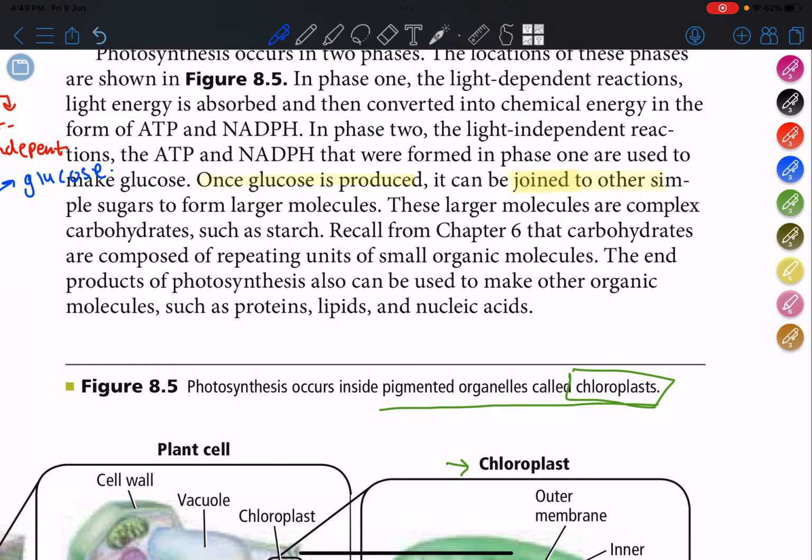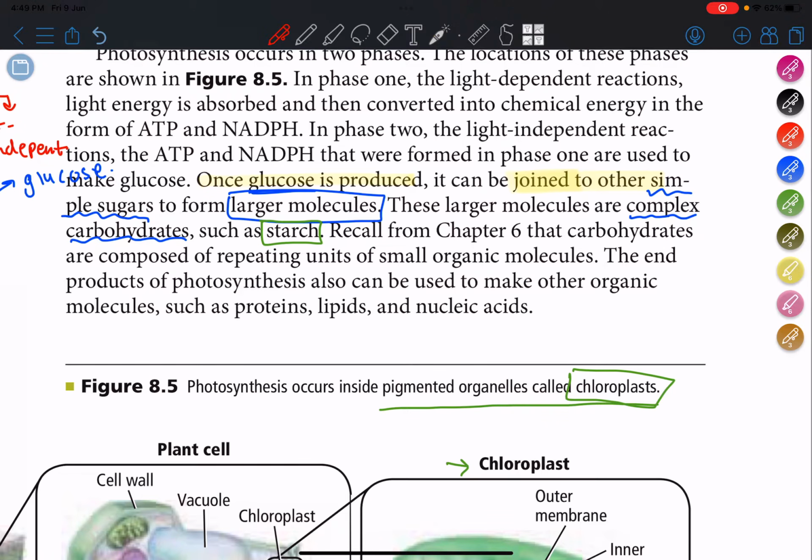Now, once glucose is produced, it can be joined to other simple sugars. So, what did we get here? Glucose is a simple sugar, and it can be joined to other simple sugars to form larger molecules. These larger molecules are complex carbohydrates. An example is starch. Okay? Now, if you recall from our previous knowledge, we know that carbohydrates are composed of repeating units of small organic molecules that we discussed before.